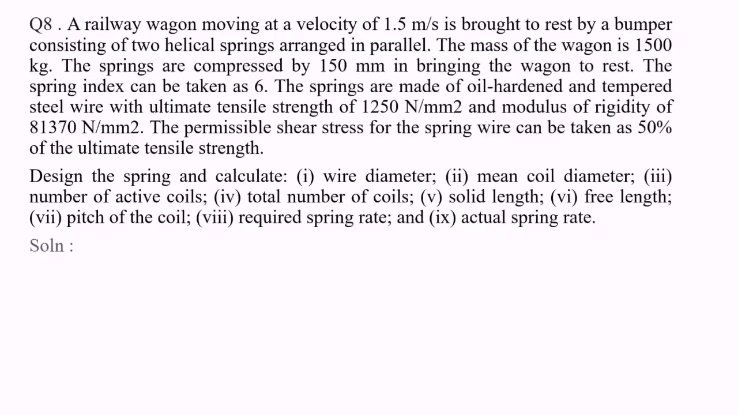The question is, a railway wagon moving at a velocity of 1.5 meter per second is brought to rest by a bumper consisting of two helical springs arranged in parallel. The mass of the wagon is 1500 kg. The springs are compressed by 150 mm in bringing the wagon to rest. The spring index can be taken as 6.